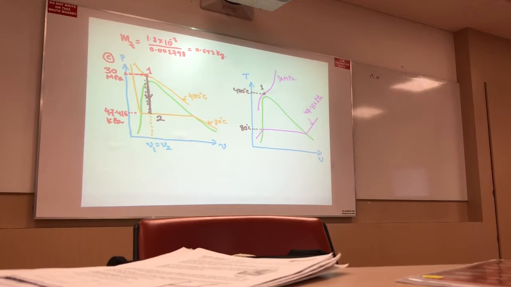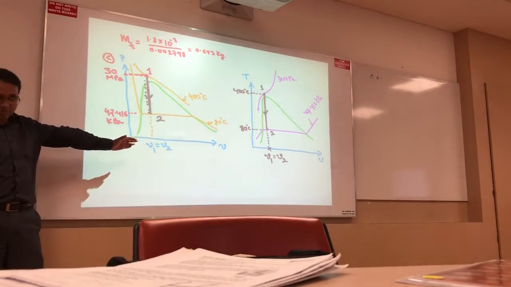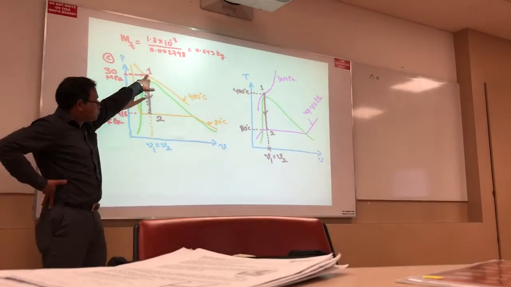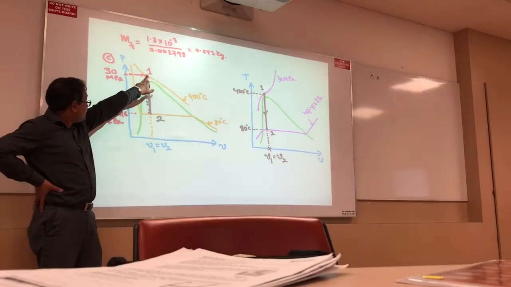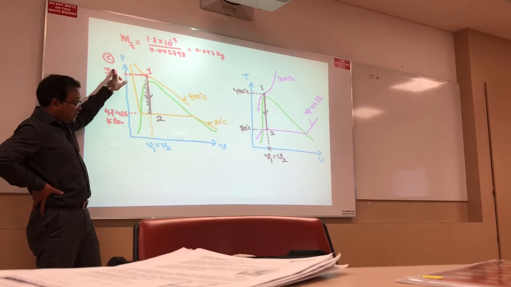And state 2, we just draw a straight line. So this indicates state 2. If you draw one line like that, this indicates specific volume at 1 and specific volume at 2 are the same. Understand? This is the diagram. If you understand this diagram, you can solve the question very easily. This is state 1, supercritical vapor. Temperature is 400, this orange line, and this indicates 30 megapascal.